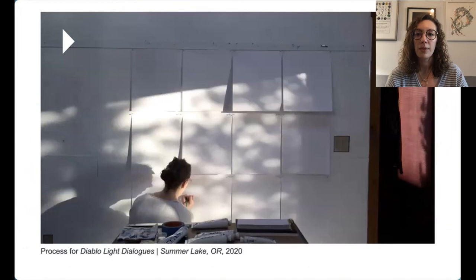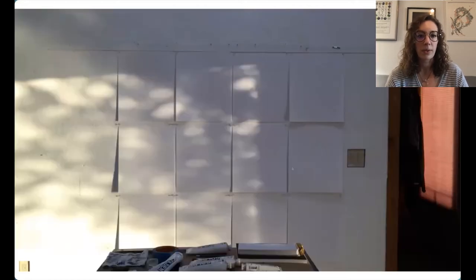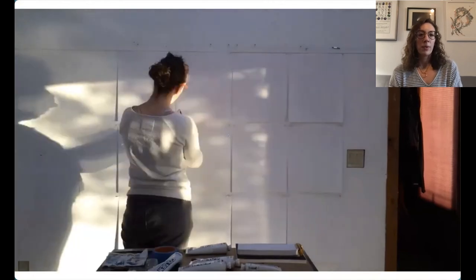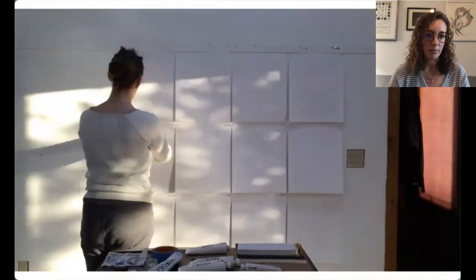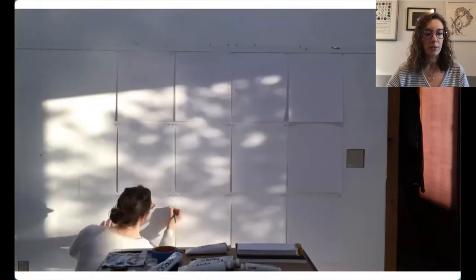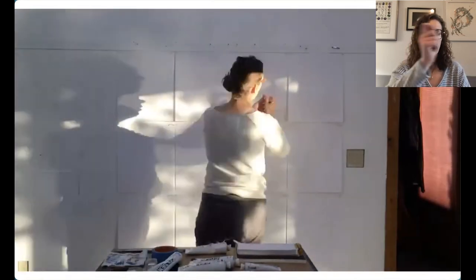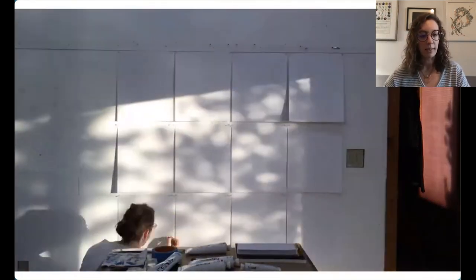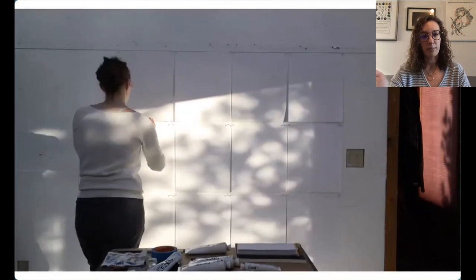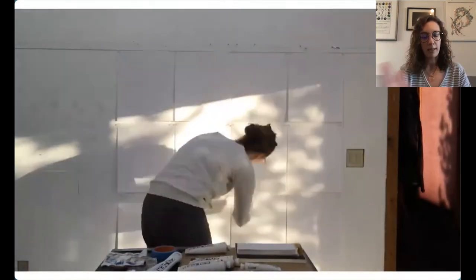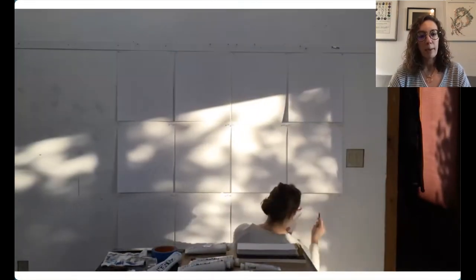Since light and time were such a large part of my experience at Playa, I started to document the movement of light on my studio wall on a nearly weekly basis. So I'll show you a quick time lapse. What I'm doing here is I'm using graphite and starting with the top left page, I'm going through and tracing the light on each one of the pages from left to right and all the way down to that bottom row.